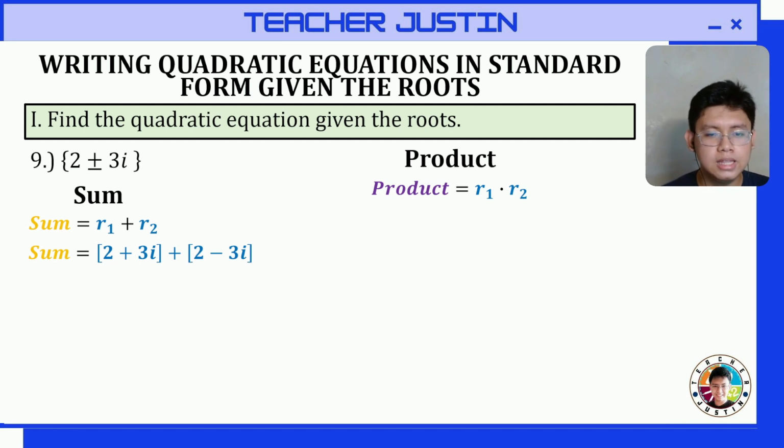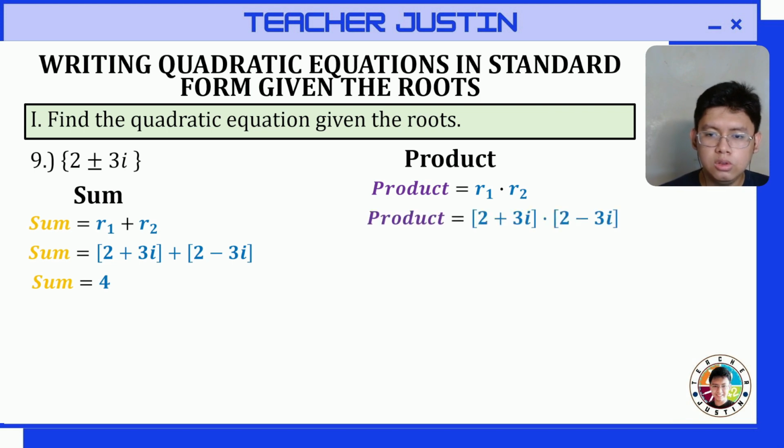So pag in-add natin, 2 plus 2 will give us 4. 3i plus negative 3i will be 0. Okay, so our sum will be equal to 4. Now, let's get the product of our roots. So let's multiply 2 plus 3i and 2 minus 3i.